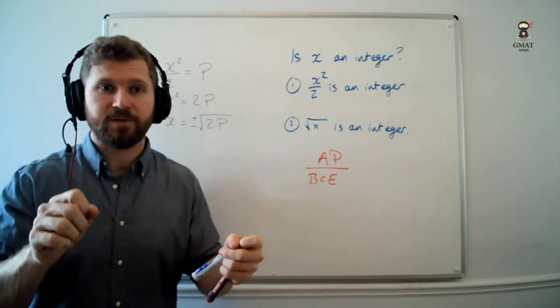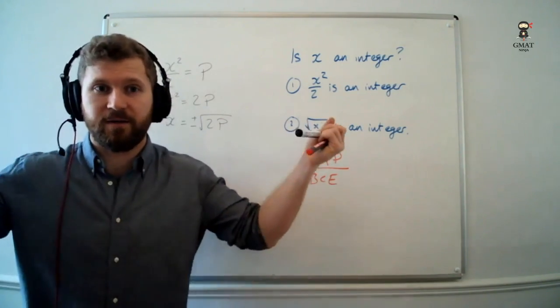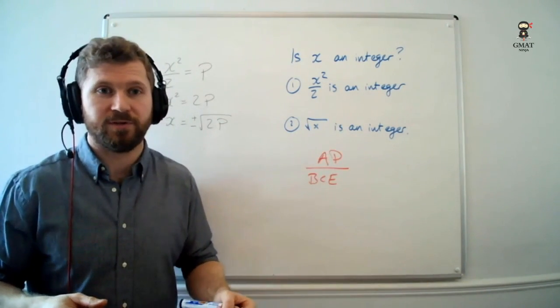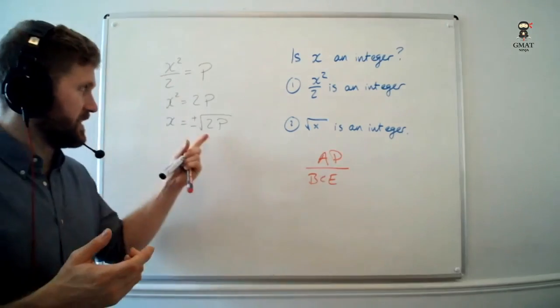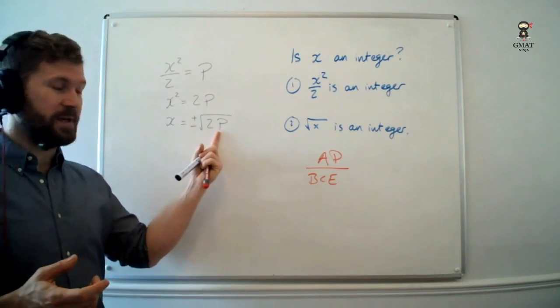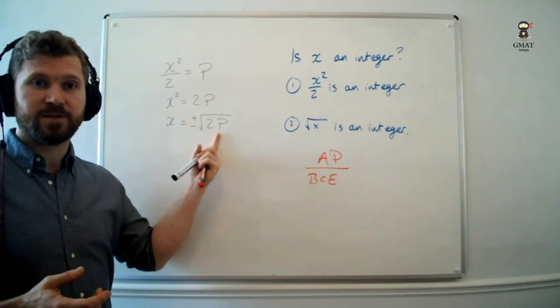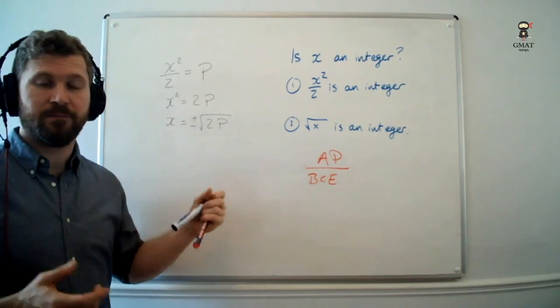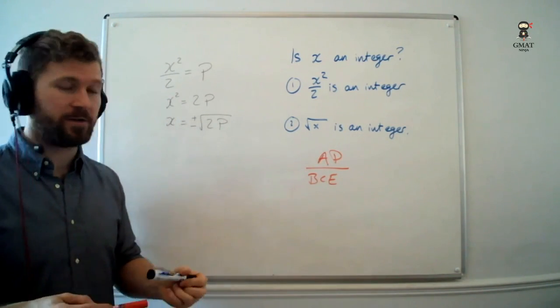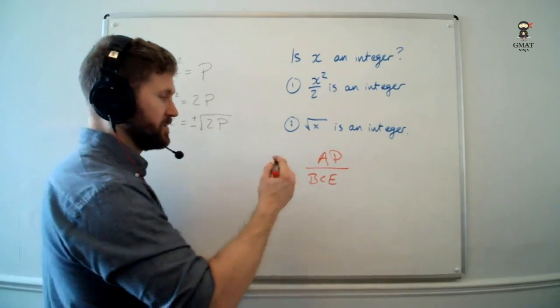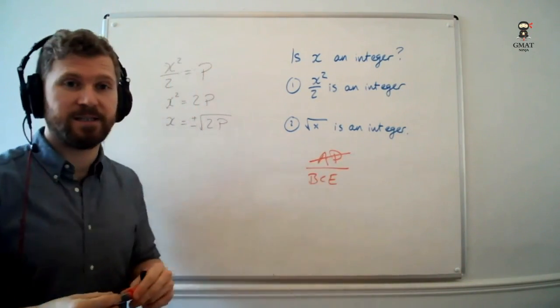I'm choosing numbers to make a case rather than just picking numbers randomly to throw at the wall and see what sticks. So in this case, I could pick P to be an integer in such a way that I get a whole number out of this. Equally, I could pick P in such a way that I don't get a whole number out of this. So number 1 is not going to be sufficient, and I'll cross out A and D.